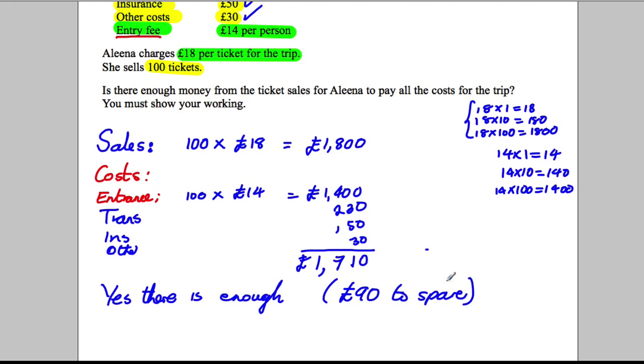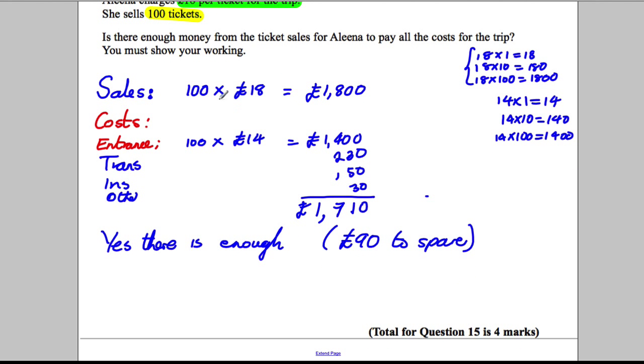Okay, so let's just have a quick think before I move on where you get your marks. The first way you get your 4 marks, you get 1 from the sales by stating it neatly. The second one from the entrance fees there. The third one for an attempt to add them up and add them up correctly. And the last one for a comment to state the answer. Is there enough money? Yes, there is. That would get your last mark.